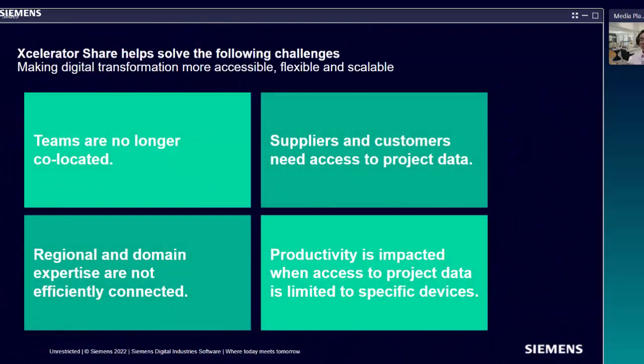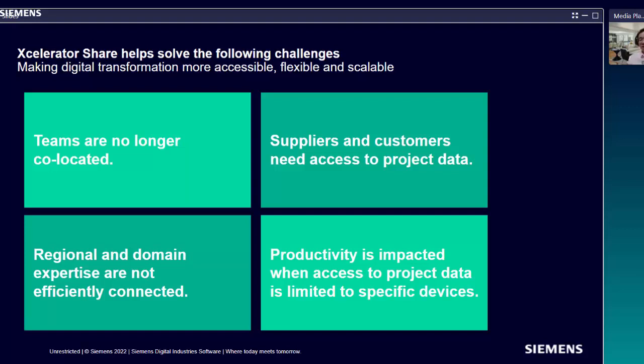Xcelerator Share helps to solve today's collaboration challenges. But what are the challenges? This is what we hear from our customers. Traditional office settings where everybody is co-located are becoming rarer, especially in these pandemic times. Instead, teams are dispersed locally or even globally, with the internet becoming the lifeline for productivity. Teams are not just made up of internal employees, and these external players, be it supply chain or customers, need to be closely involved to ensure success.